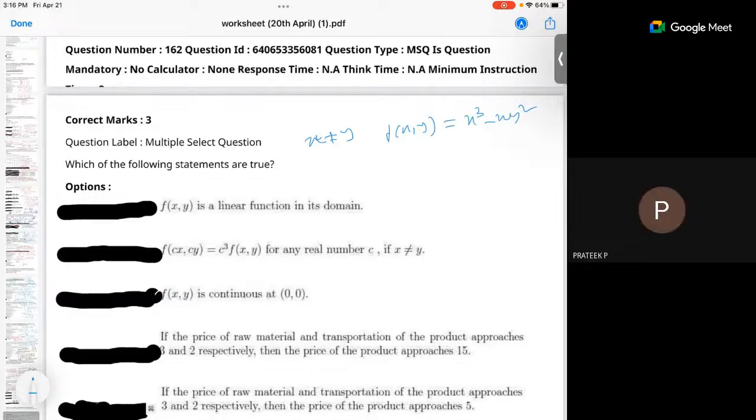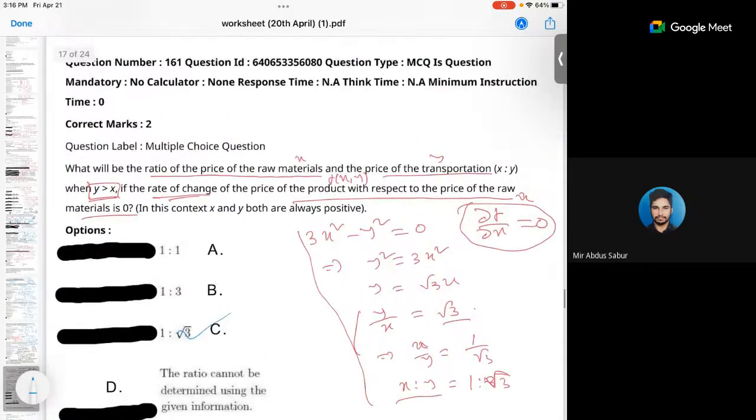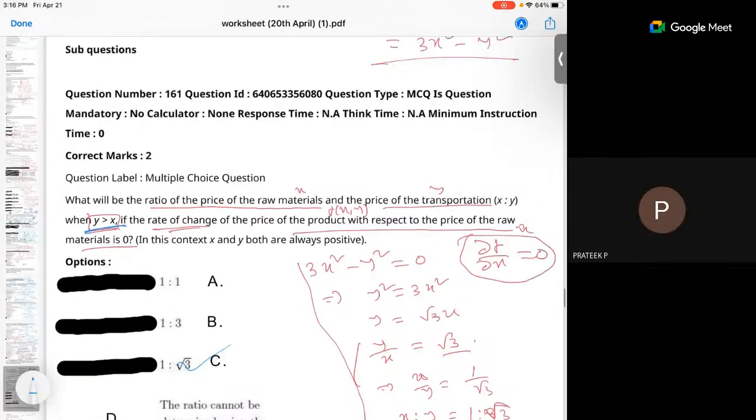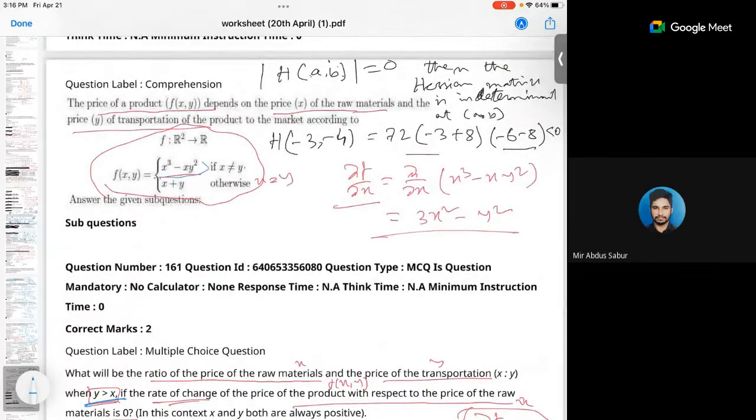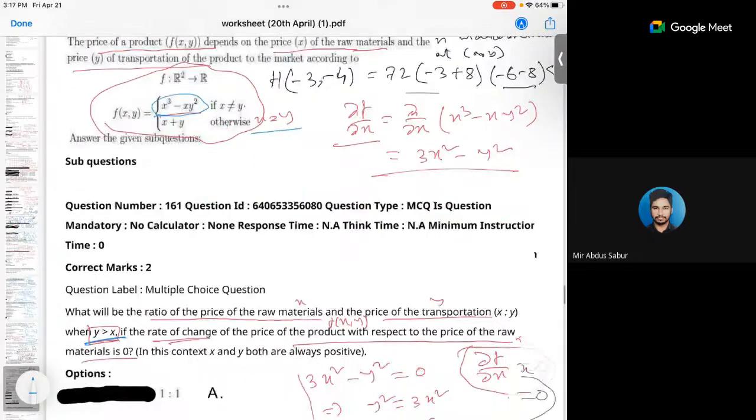Sir, for the previous question, what is the reason for not taking the second definition? Oh, okay, here, that I already told. Now here y greater than x, right? Okay, yes. That means x not equal to y. So this one will be applicable. For this case, x is equal to y. Okay, yeah, good.